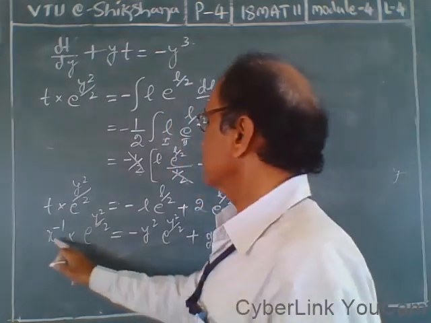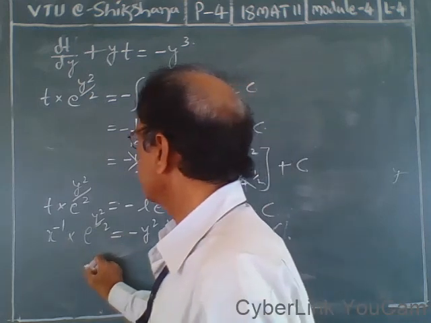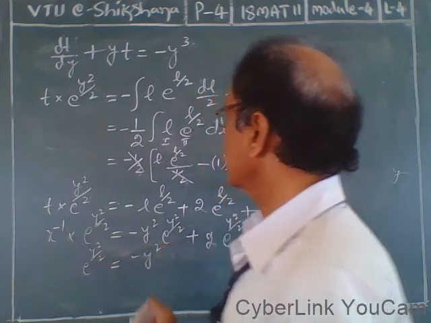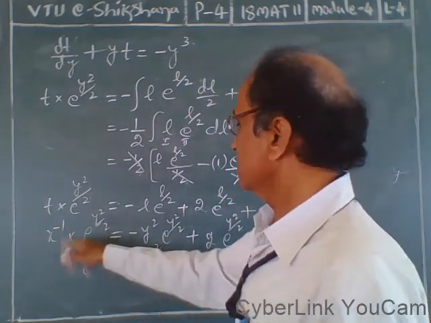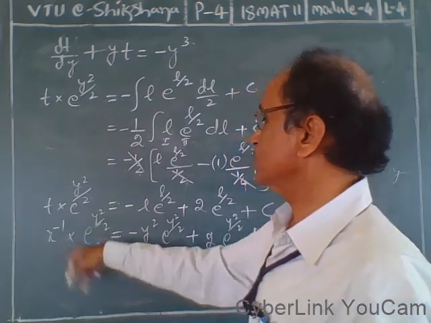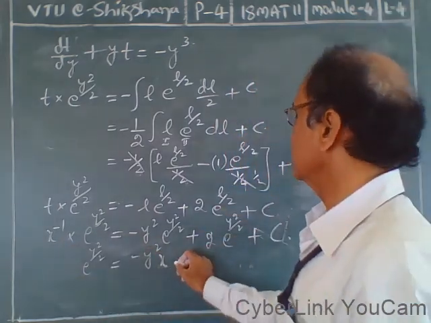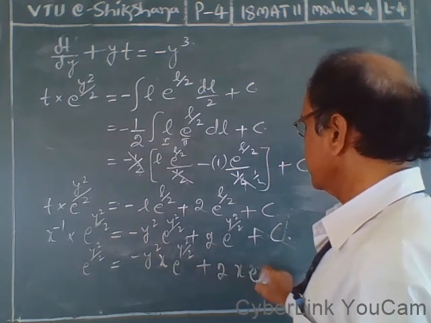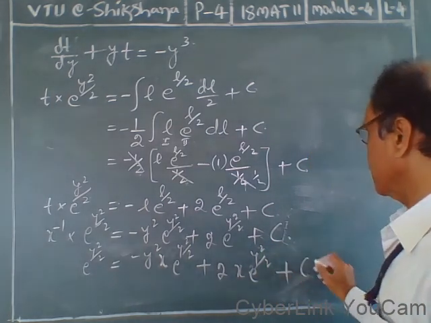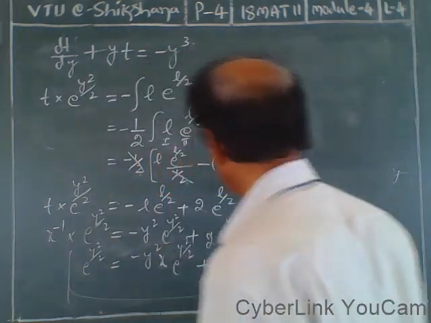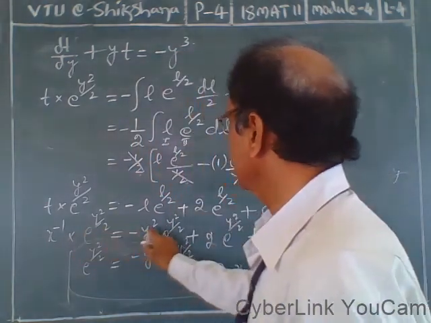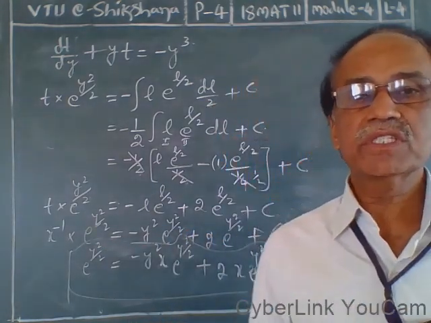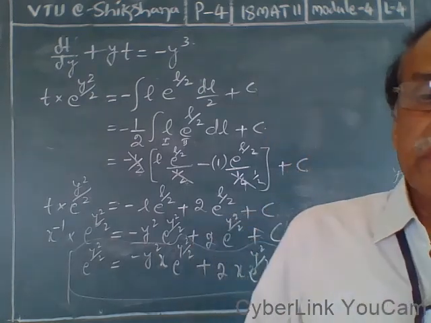Taking x to the power minus 1 to the denominator and cross multiplying, e to the power y square divided by 2 equals minus y square x e to the power y square divided by 2, plus 2x e to the power y square divided by 2, plus c x. This is your final solution for Bernoulli's non-linear differential equation. Therefore, how these nonlinear differential equations can be solved means there are two stages.